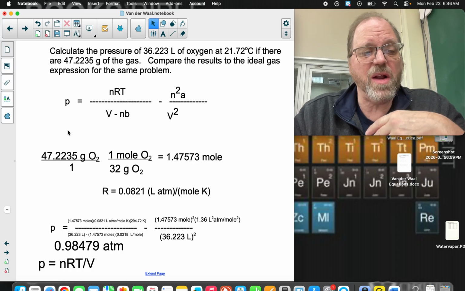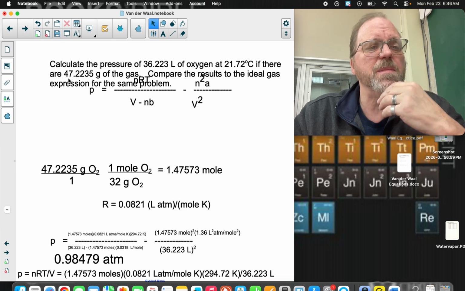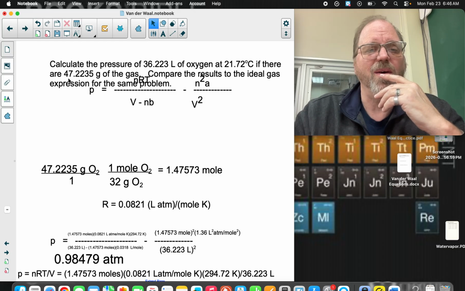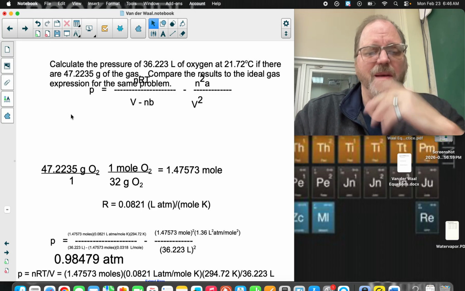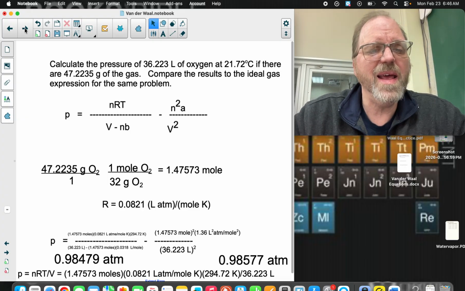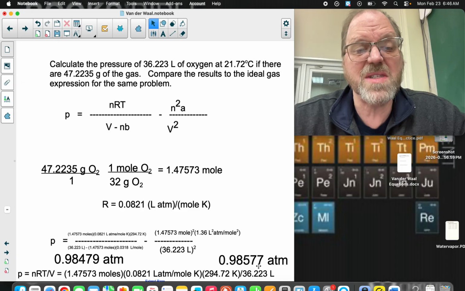So we take our equation here, PV equals nRT. Oh, it constantly wants to mess with me here. And we plug our values in. And when we do, we get an answer of 0.98577 atmospheres.